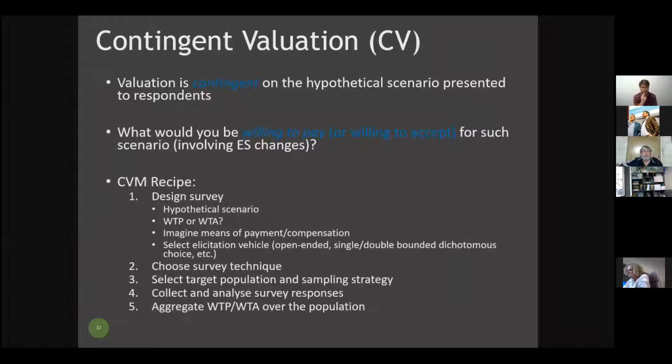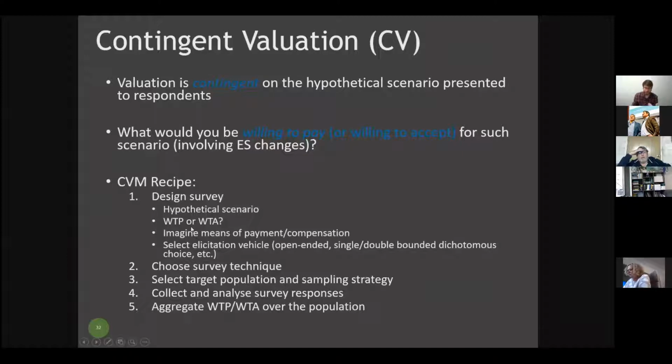So the first one, contingent valuation. Well, valuation is actually contingent on the hypothetical scenarios that are presented to people. So what does that mean? It's like people are being asked in the survey, what would you be willing to pay or willing to accept in case we would modify that piece of nature in a certain way? Would you be ready to pay an extra tax? And if you are, how much would you be ready to pay per year? This sort of thing. So it works by designing a survey with some hypothetical scenarios, establishing what sort of willingness to pay mechanism people would be ready to accept.